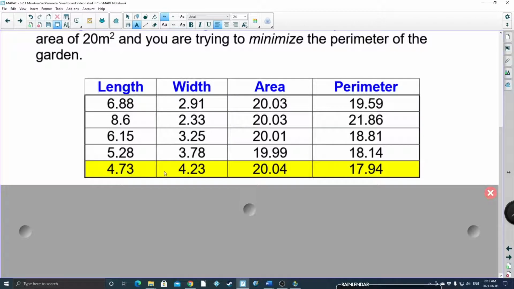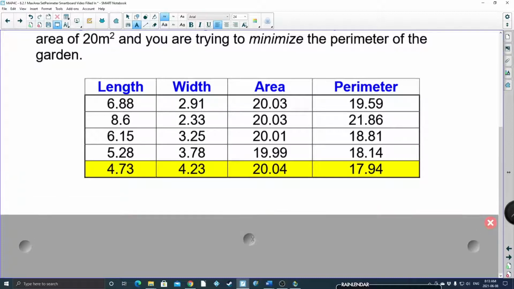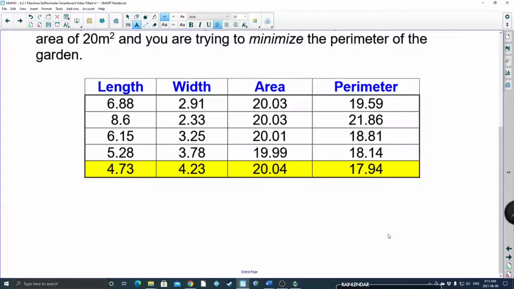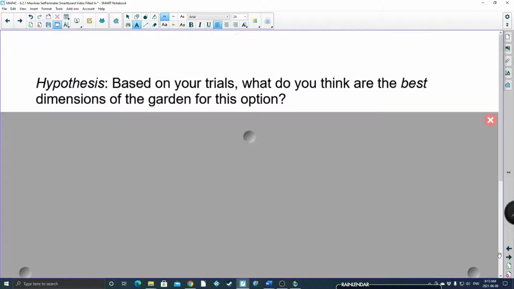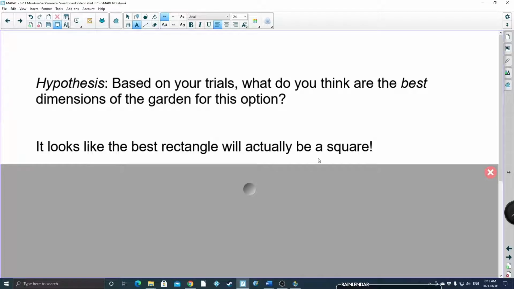As soon as my length and width started to get closer and closer to the same value is when my perimeter got to its smallest amount. And that's actually the solution to this problem. What shape of a rectangle gives us the minimum perimeter? Well, it looks like if the rectangle is a square, we would actually have the minimum perimeter.